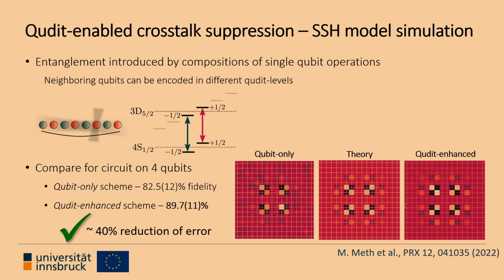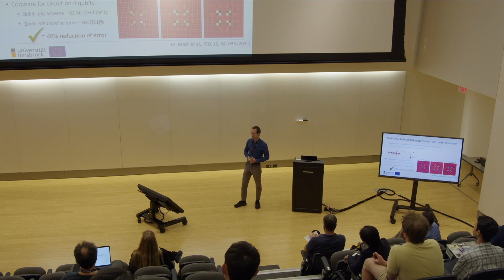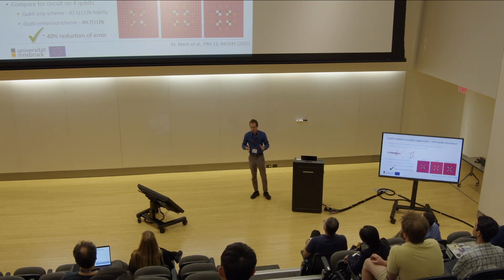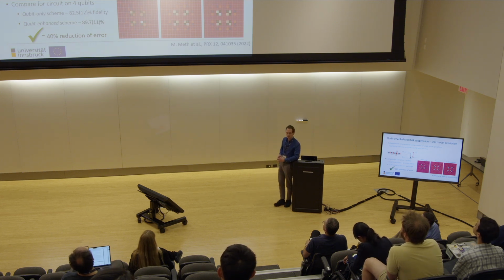And in particular, you can now say, I encode odd sites and even sites of my chain in different parts of the Hilbert space, which means you're essentially free of crosstalk because the neighbor is not resonant with your drive anymore. And we tried this out here and essentially got a 40% reduction in the error, as you see in these tomography pictures, just by changing the encoding a little bit and recognizing we have more Hilbert space than just a qubit.